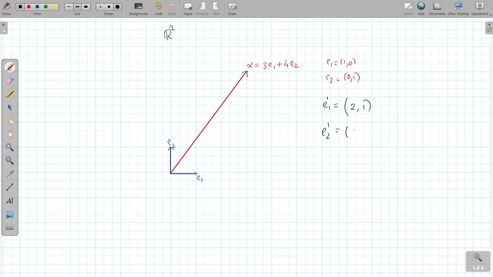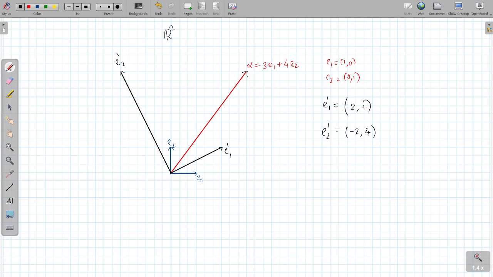E2 prime is (-2, 4). So I mark these two vectors here. One is (2, 1), that comes from this. We have 2 here. This is our (2, 1), and we have e2 prime as (-2, 4). This is our (-2, 4). This is another set of basis vectors. This is e2 prime, and this is our e1 prime.